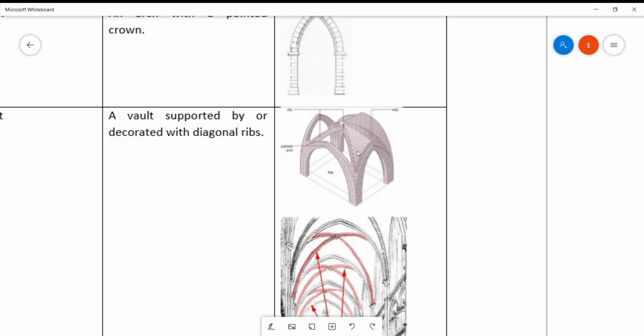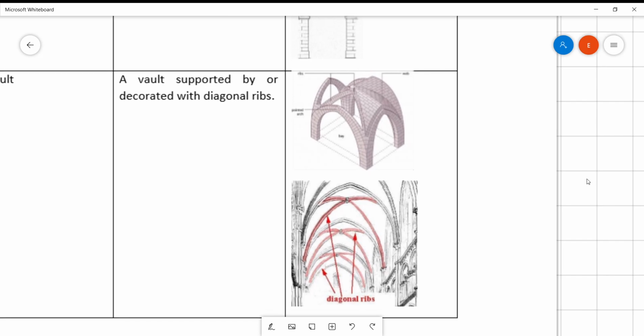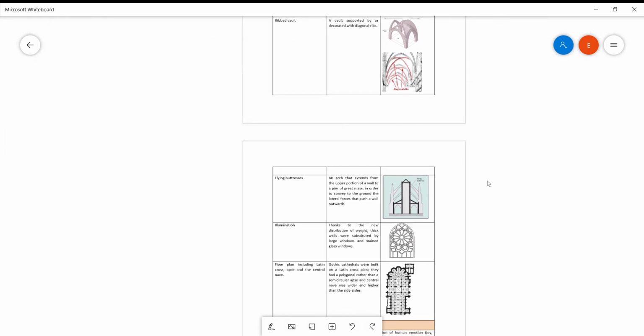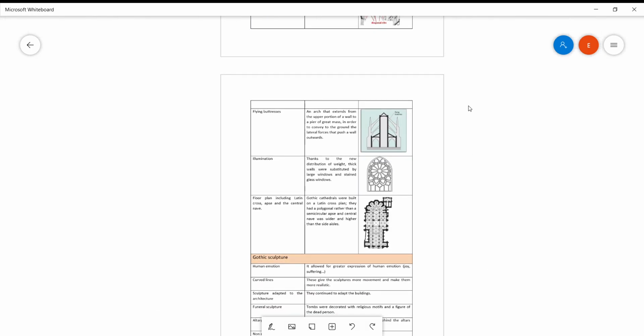Okay, the thing is that you are distributing the weight much better than before. So you are putting all the load in the columns, and this means that you are giving much less importance to the walls. You don't need thick walls anymore, so you can put in those walls large windows, and this is what Gothic is all about. They have higher churches with very large windows.